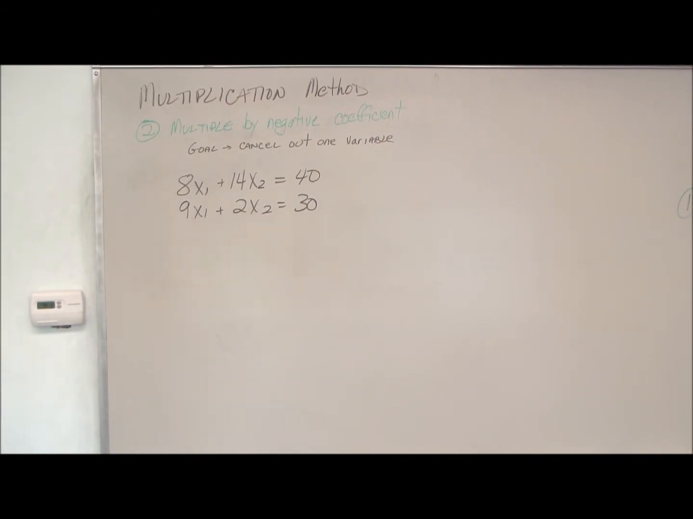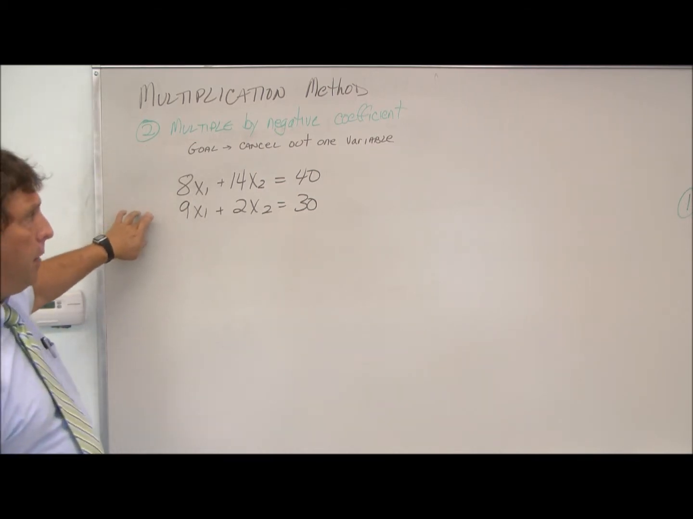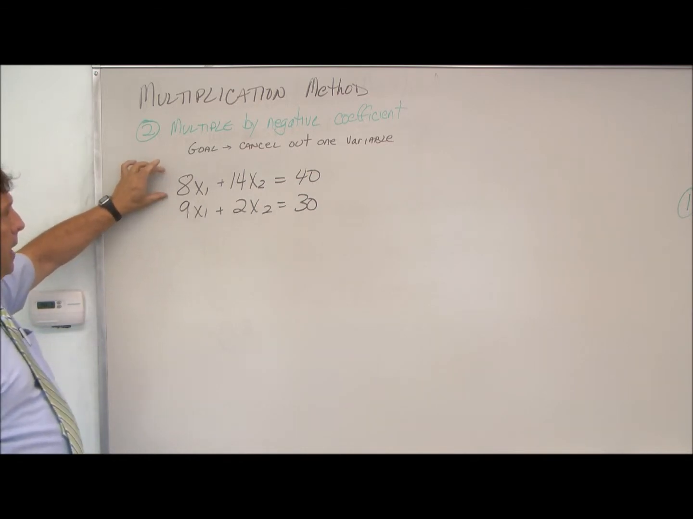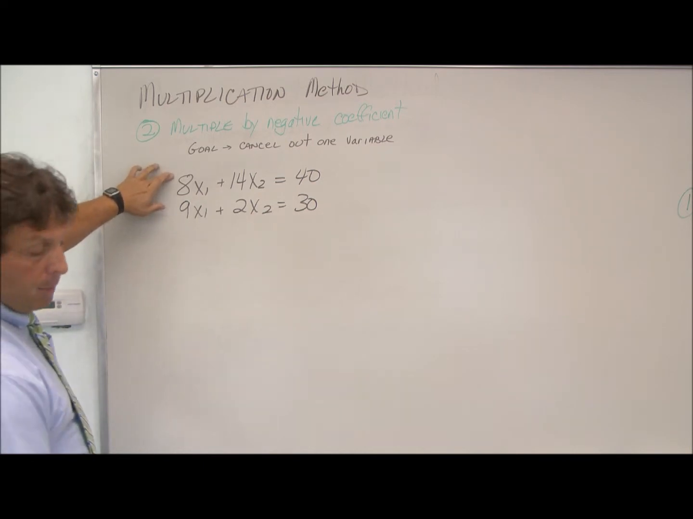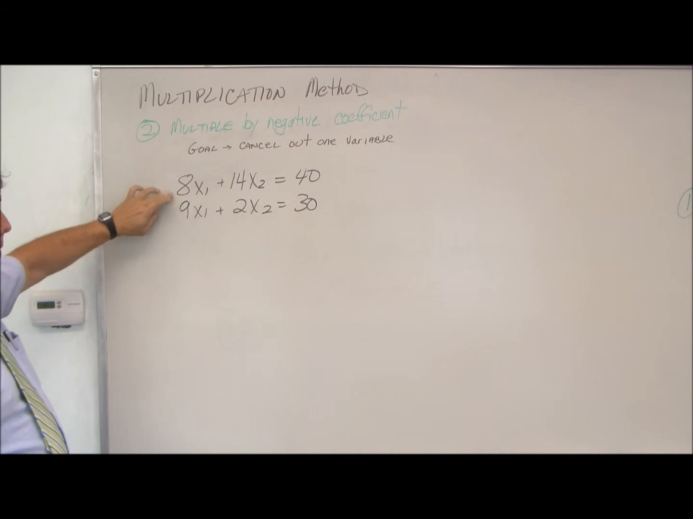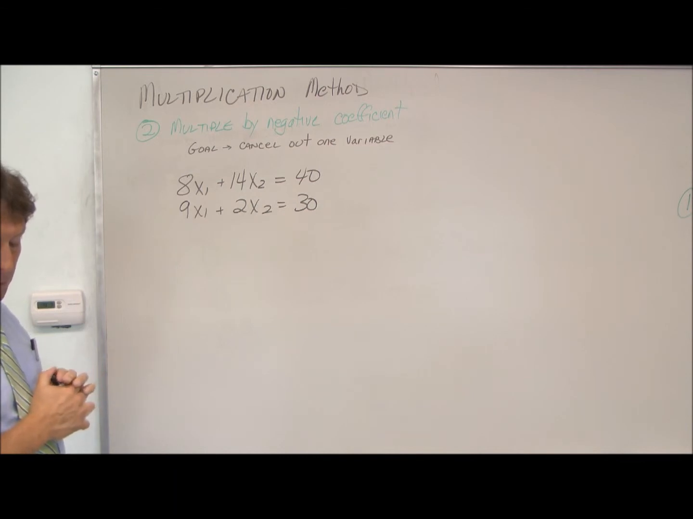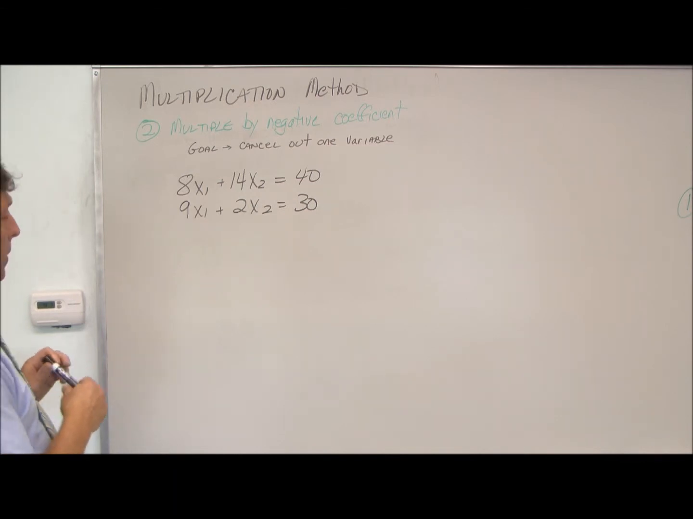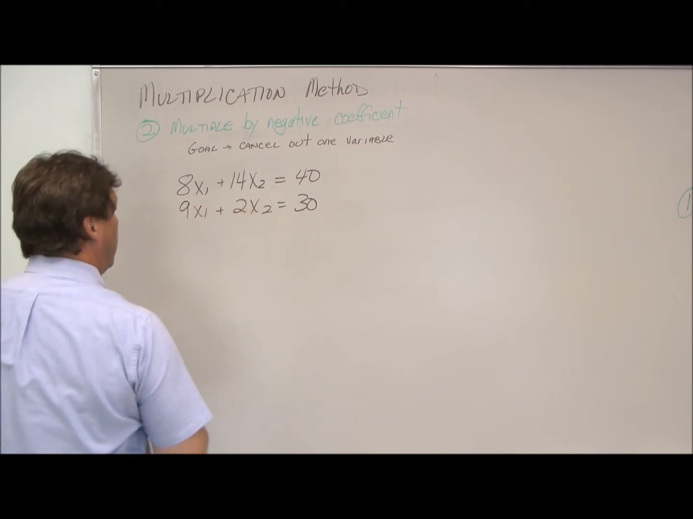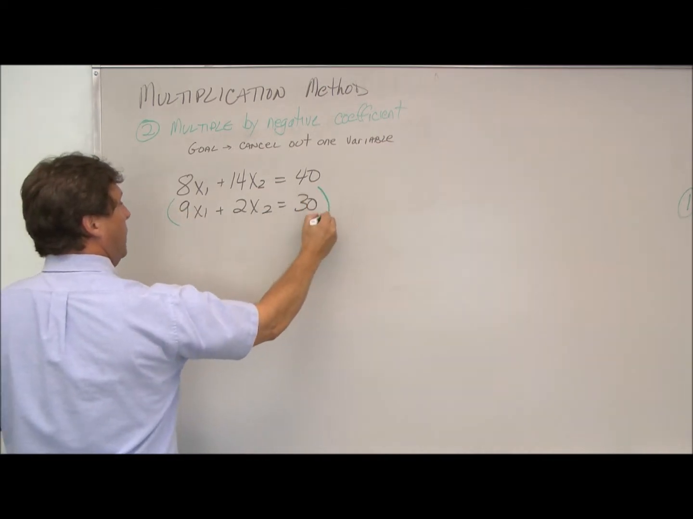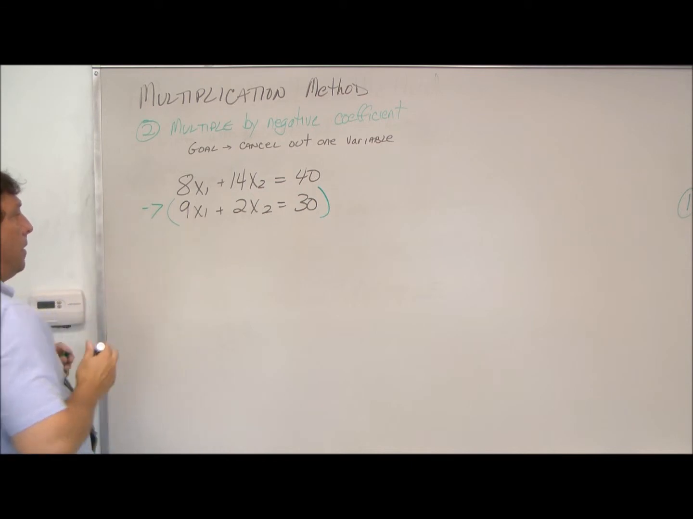The second step is to multiply by a negative coefficient. We have the goal of canceling out one of these variables. So we want to find the negative of one of these coefficients to cancel the two out. For example, I could multiply by 8/9 and cancel out the first variable. But the math is pretty difficult there, so why don't we make life easy on ourselves? And I notice 2 times 7 equals 14. So what I'll do is I'll multiply the second equation by -7.